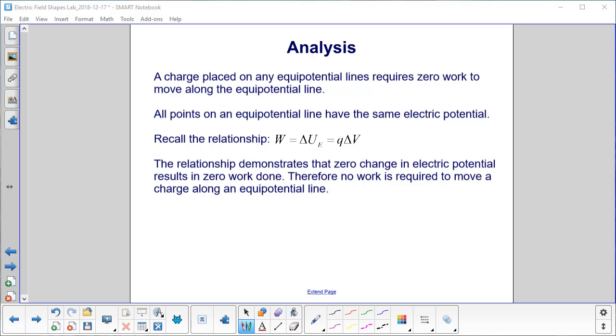If we were to place a charge on any equipotential line, it would require 0 work to move it along that line. All points on an equipotential line have the same electric potential, and that comes from this right here. The work to move a charge is your change in potential energy, which is equal to Q times delta V. So if I have 0 change in electric potential, I have 0 work. Therefore, no work is required to move a charge along an equipotential line.